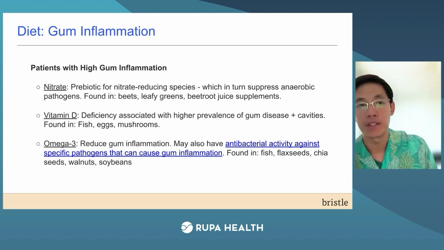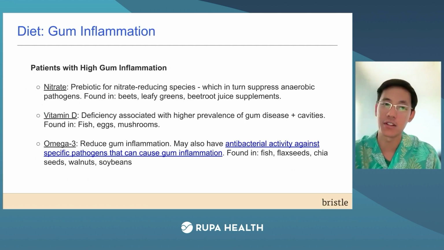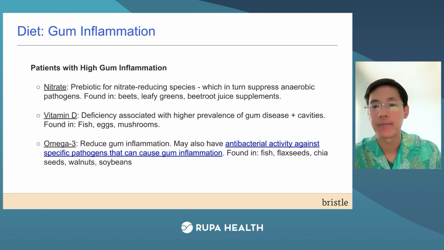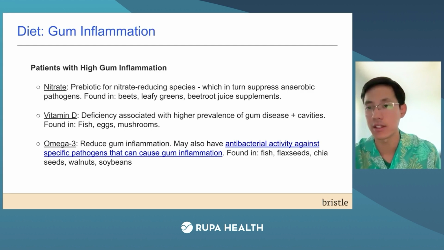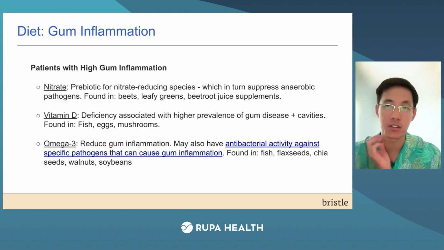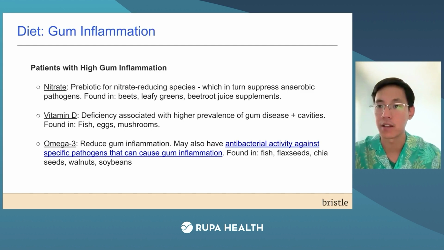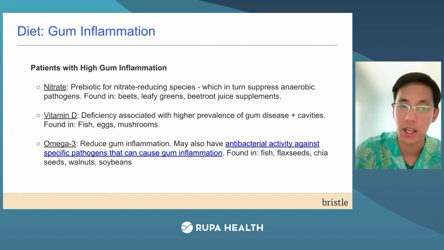And on diet, this is just 3 very simple and easy things to do for people with high gum inflammation. Increase their nitrate. Nitrate reducing bacteria actually directly compete with periodontal species, and by feeding them nitrate, you can actually boost their levels. And this is found in beets, leafy greens, and there's some supplements now on the market that also provide increased nitrate in the oral cavity.